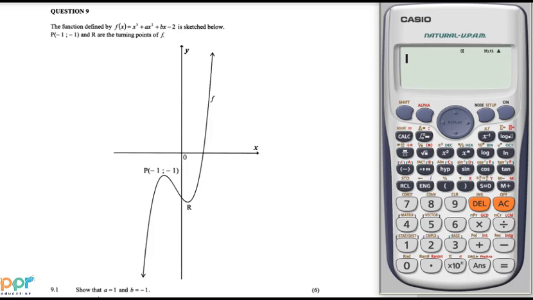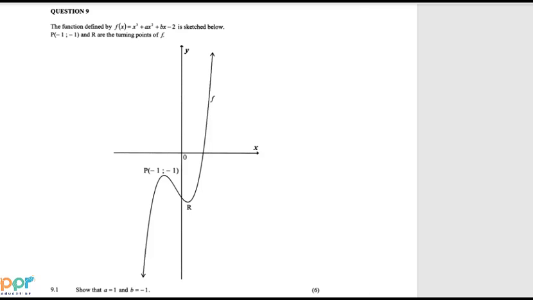Now, to show that a equals 1 and b equals -1. In this case, we use the equation f(x), so I'll just write it. That's 9.1 solution. The equation is f(x) = x cubed plus ax squared plus bx minus 2. When we substitute the coordinates of P that we were given, we see that y is minus 1.